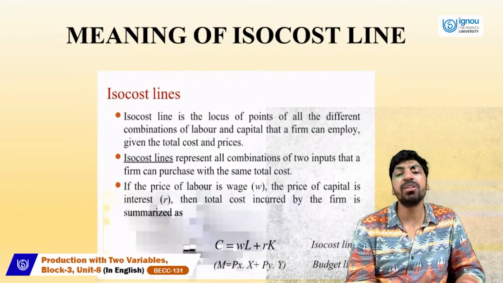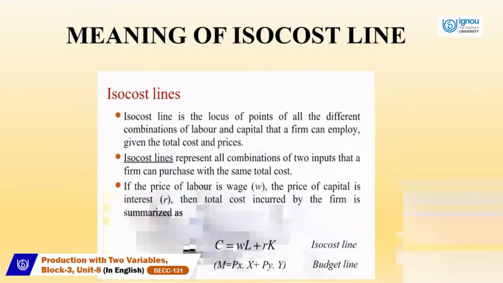For example, there are two prices that have been given. The price of labor is wages and the price of capital is interest, which are symbolically represented by W for wages and R for interest. And how do we calculate the total cost by using these prices for the firm, given the budget line or the isocost line?